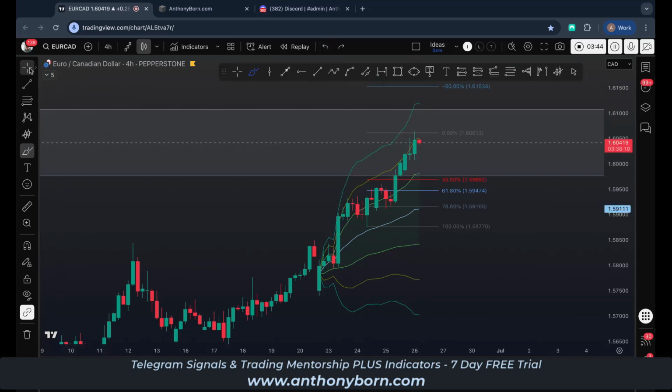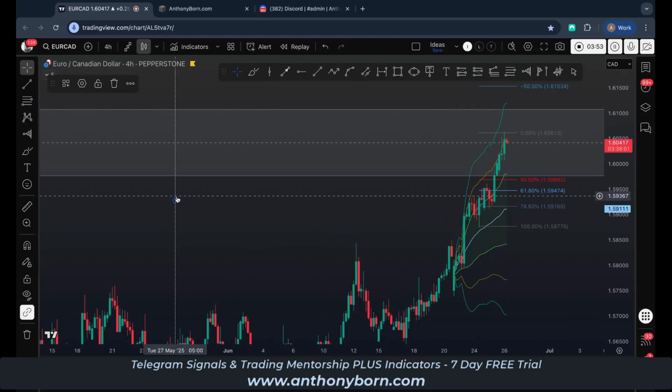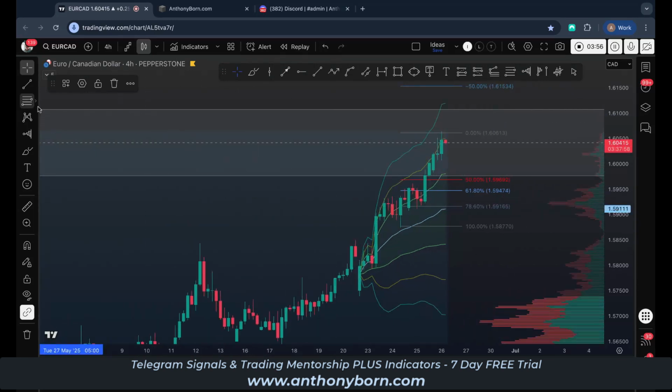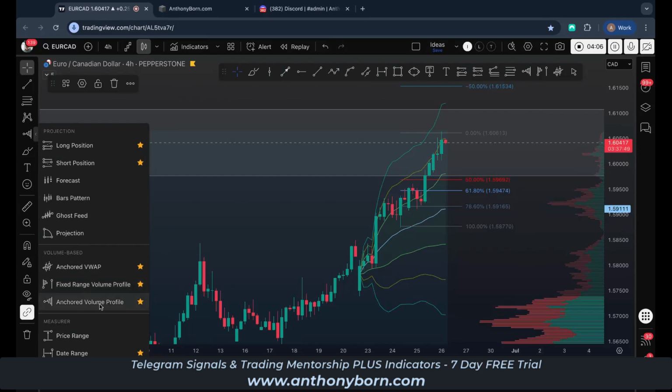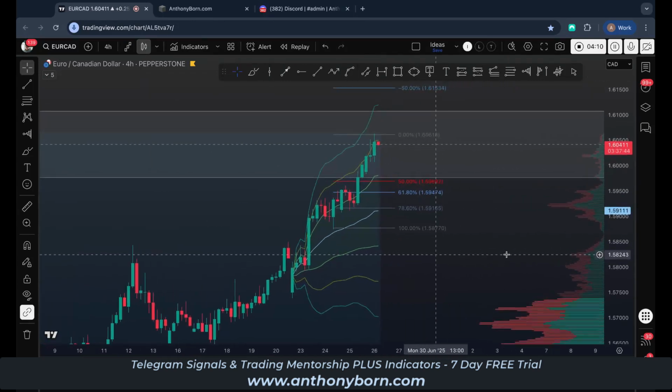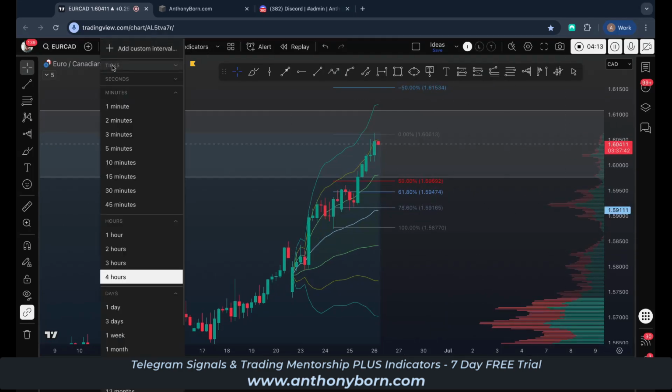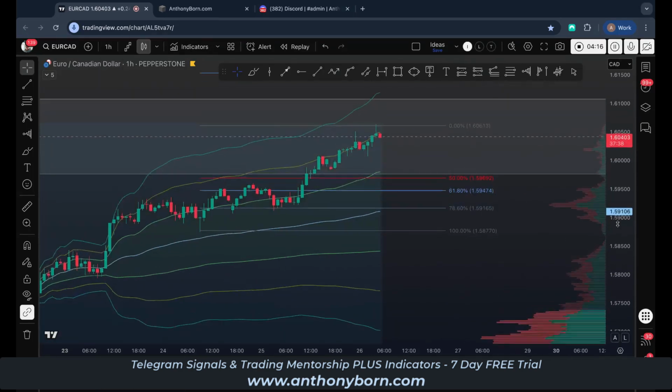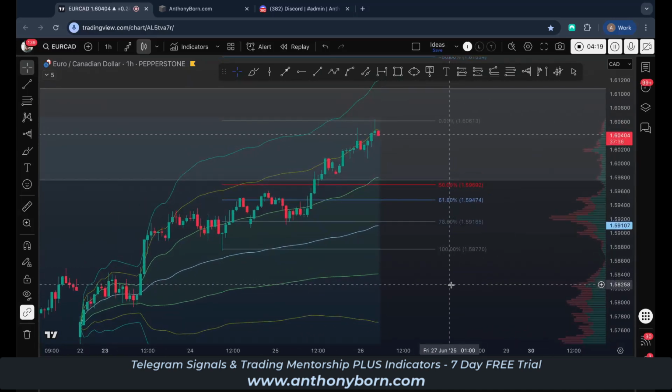The other tool that I don't mind using is the volume profile. These are fantastic tools. We could grab the anchored volume profile and just throw it in back here. I've got these set up in my favorites, but you can find them. There it is, anchored volume profile. You could star it and set it up in your favorites. But have a look at this. Let's go down to an hourly chart. We've just got the most amazing tools at our fingertips here.